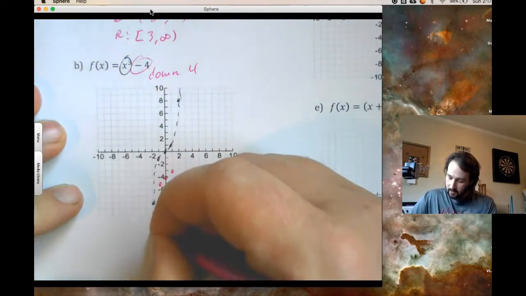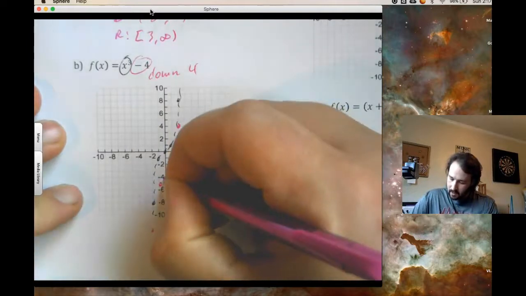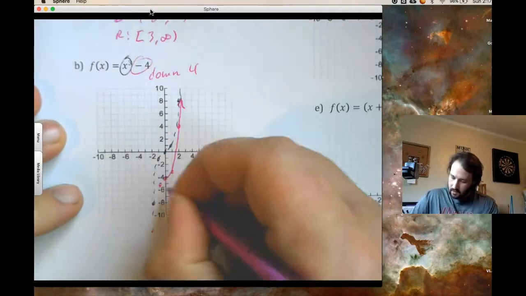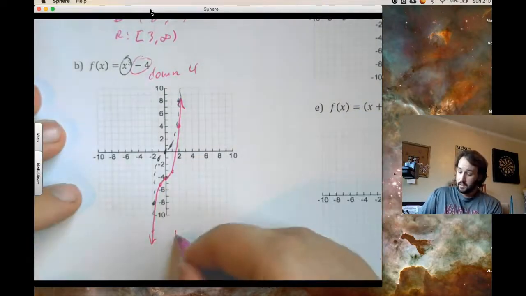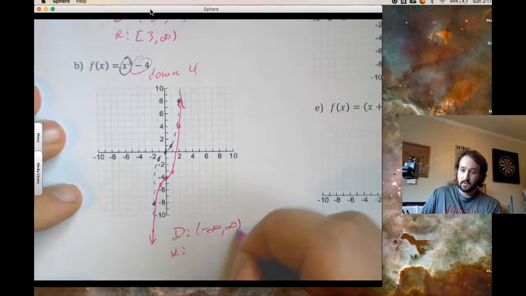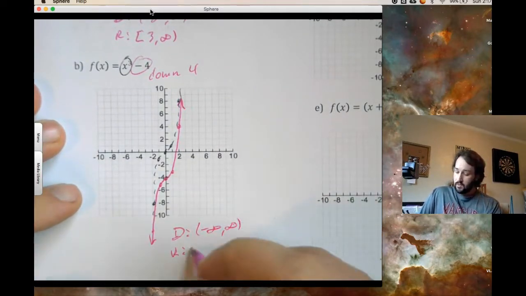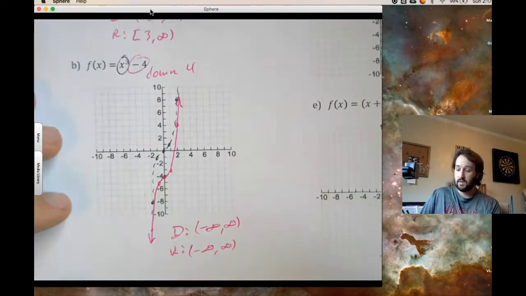That one's going to move off my graph down there. And if I move that down 4, it's right there. So now I have a graph something like that. That's it. That's all there is to it. It's the domain and the range. So the domain's going left and right forever, so negative infinity to infinity. The range is also going up and down forever, so that is also negative infinity to infinity.